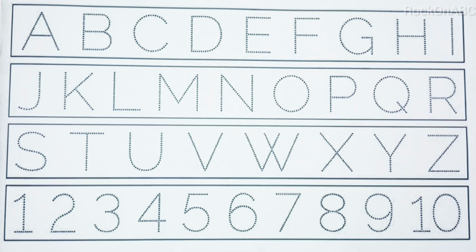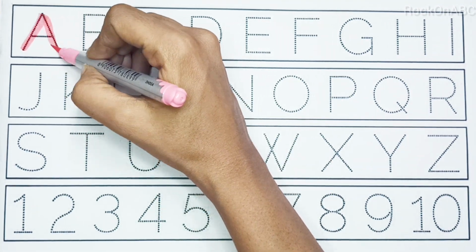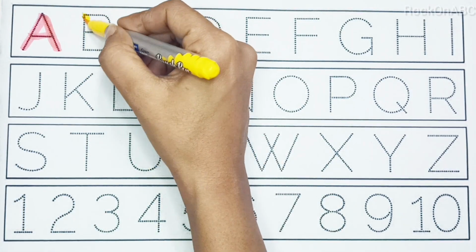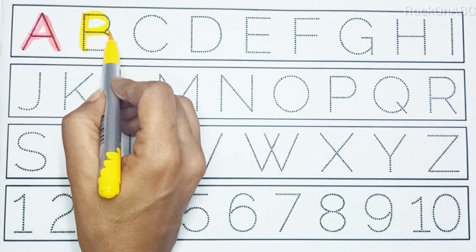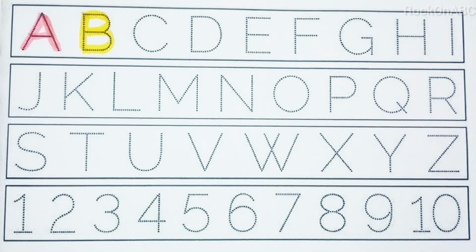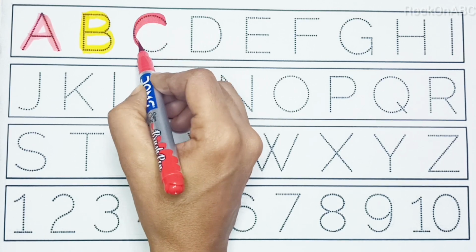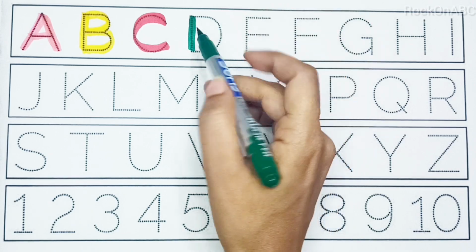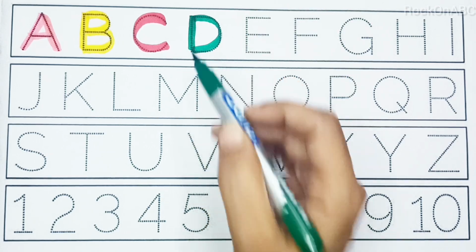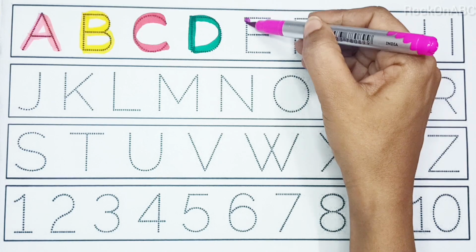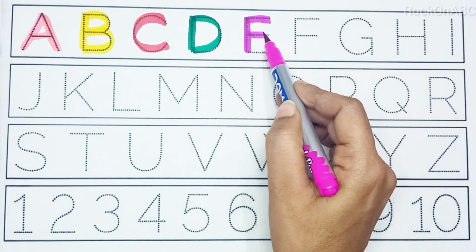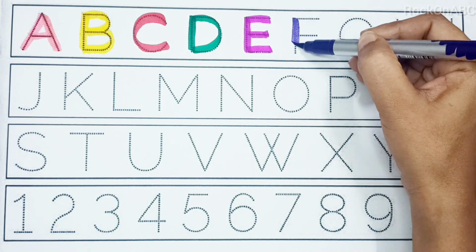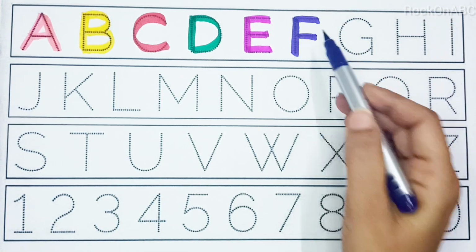Let's get started. A for aeroplane. B for balloon. C for caterpillar. D for door. E for eagle. F for frog.